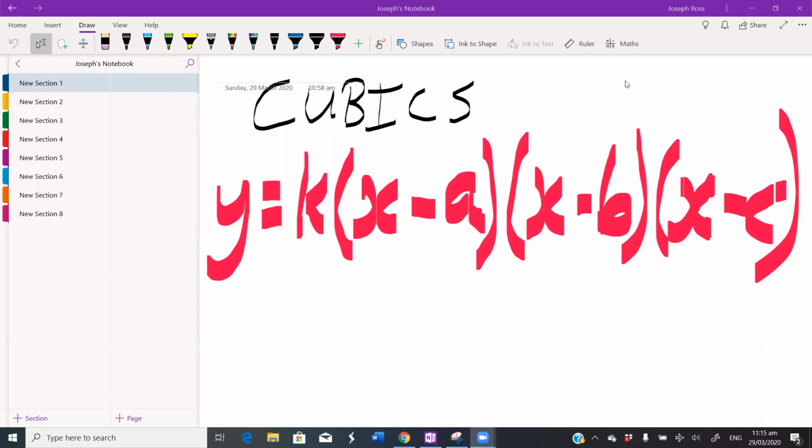So the general form of the equation that we will be using for a cubic is y equals k times (x minus a)(x minus b)(x minus c), and that'll be the factorized form of the equation. If necessary, you can expand the brackets in order to get something in the form y equals kx cubed plus lx squared plus mx plus n. But in general, we're just going to continue working with the factorized form.